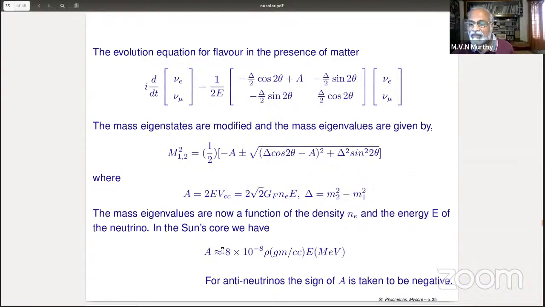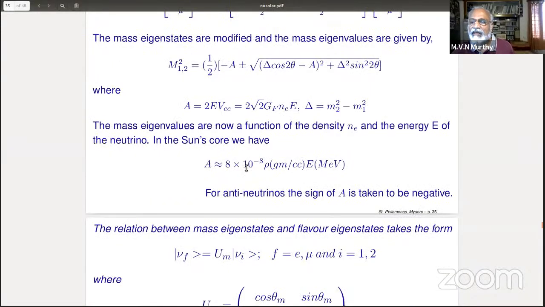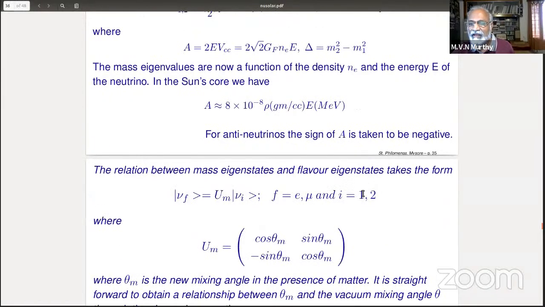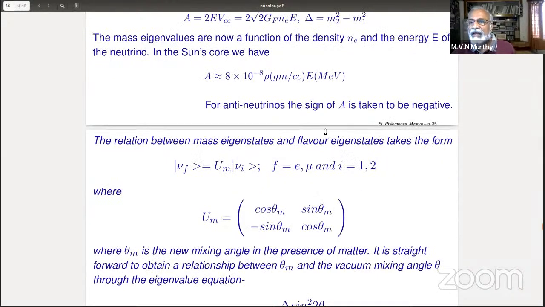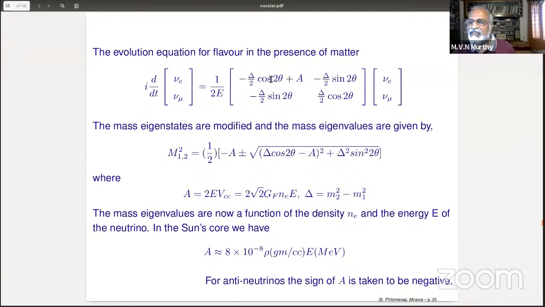Now, what is the effect of this? What is the value of this A? This A can be written as A equals 8 times 10 to the power minus 8, times the density calculated in units of grams per cc, times the energy given in millions of electron volts. So this has this kind of magnitude, and it can either decrease or increase depending on the density and the energy. Now remember, since the potential changes sign for antineutrinos, this A changes sign. So now this is a matrix which is not diagonal.